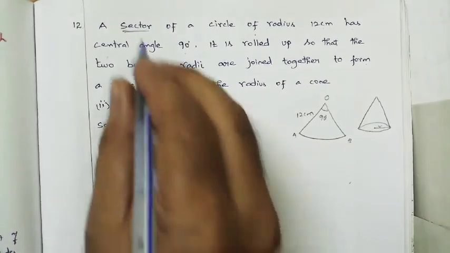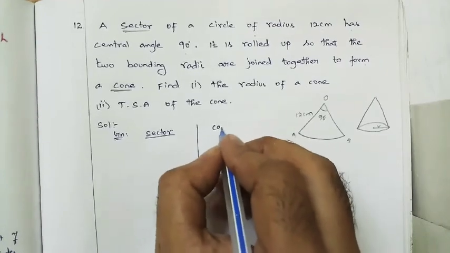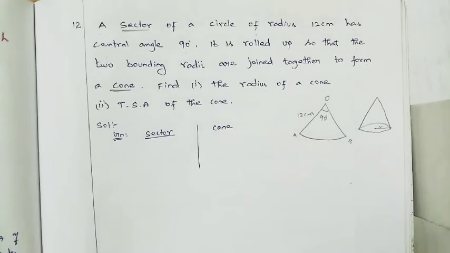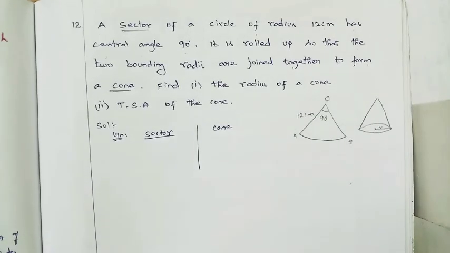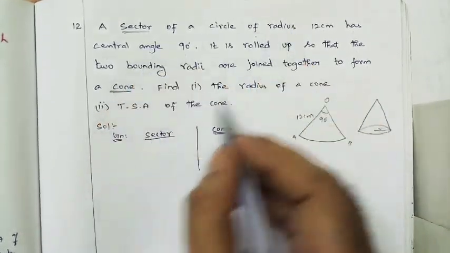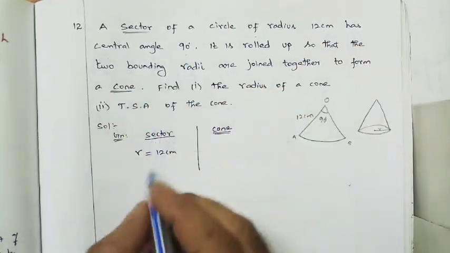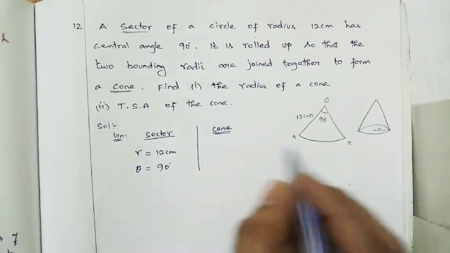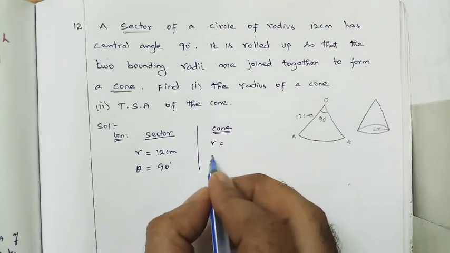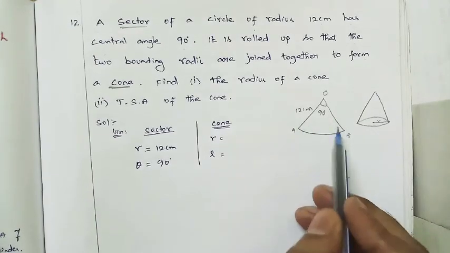So here they are discussing two things. One is something about the sector, another is something about the cone. We want to find the total surface area of a cone. So what is the formula for the total surface area of a cone? What are the things we have? The radius of the sector is equal to 12 centimeters, and the central angle theta is equal to 90 degrees. For finding the total surface area of a cone, we need the radius and slant height, right? Now just observe the diagram properly.